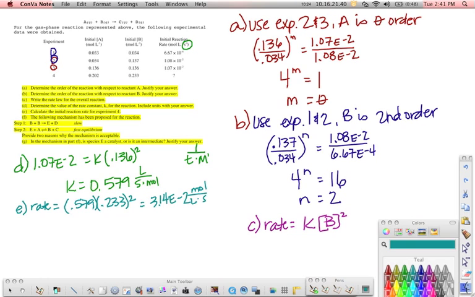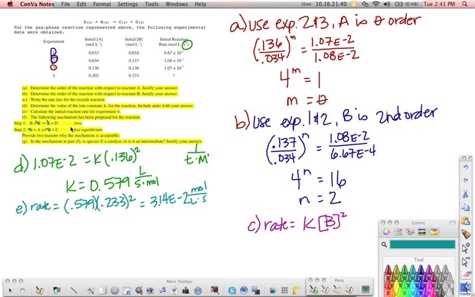And then F, the following mechanism has been proposed, and then they want to know why. Give me 2 reasons why the mechanism is acceptable. Well, the first reason could be that if you took this one and added it to this one, they would overall add up to this reaction because the E would cancel out and the extra B would cancel out, and so you're left with A plus B equals C plus D, which is exactly our reaction.